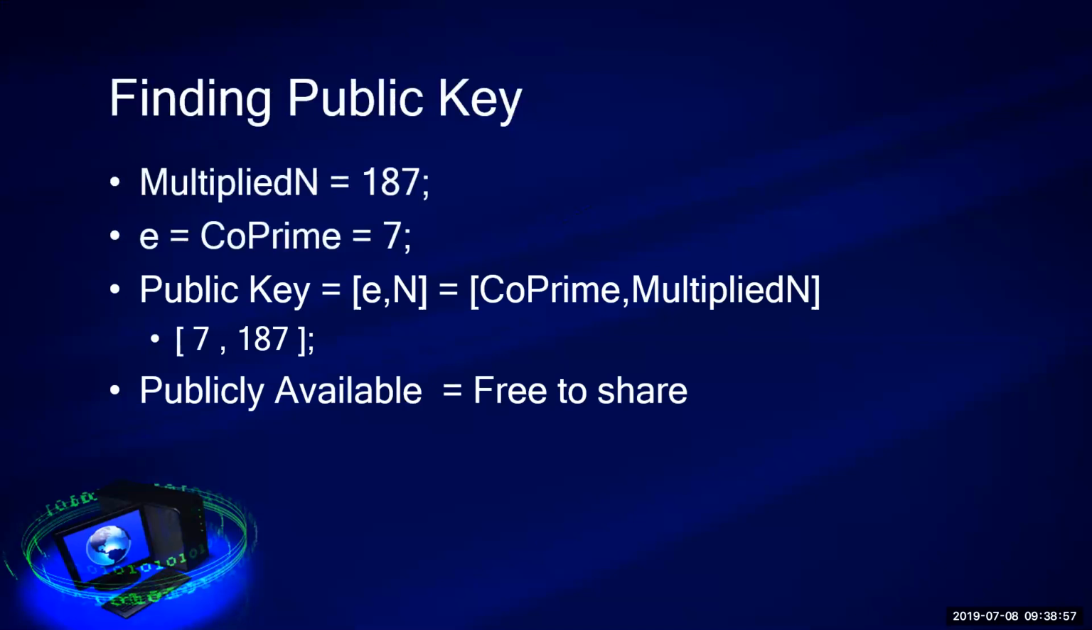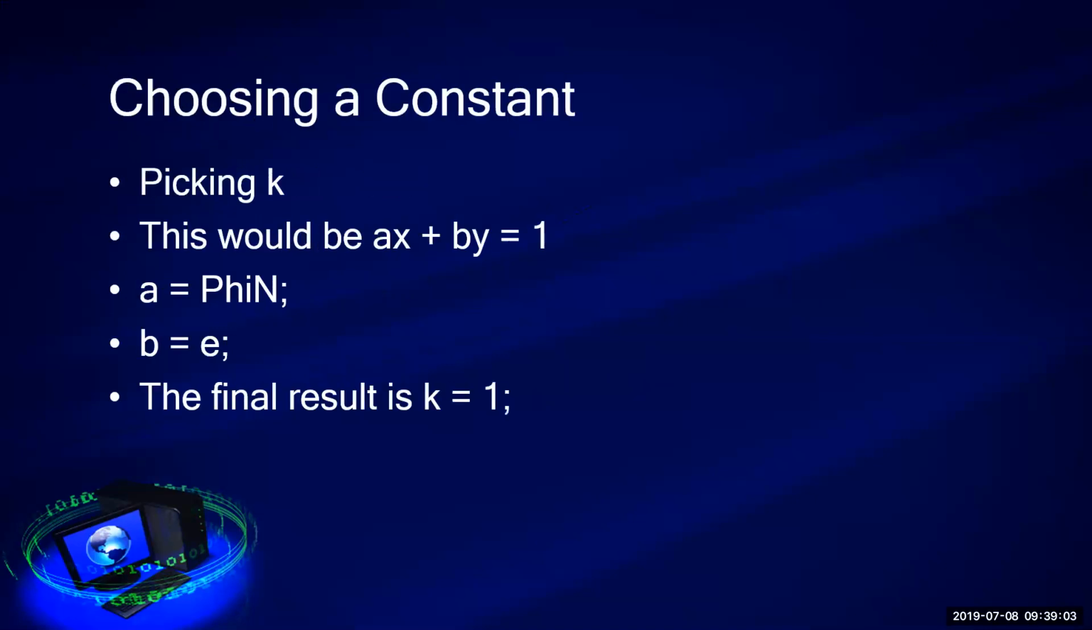So now we need to choose a constant. So going through, we pick K. This would be calculated using this algorithm. A would be phi n, B would be E, which we've figured out. So A is 160, B would be 7, and our final result would be K equaling 1.